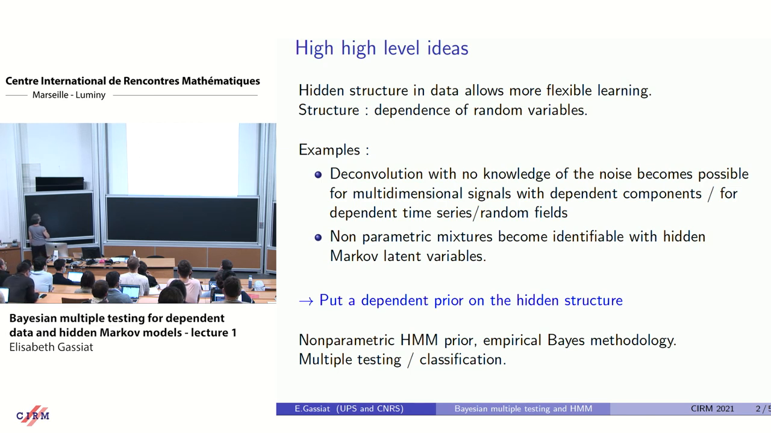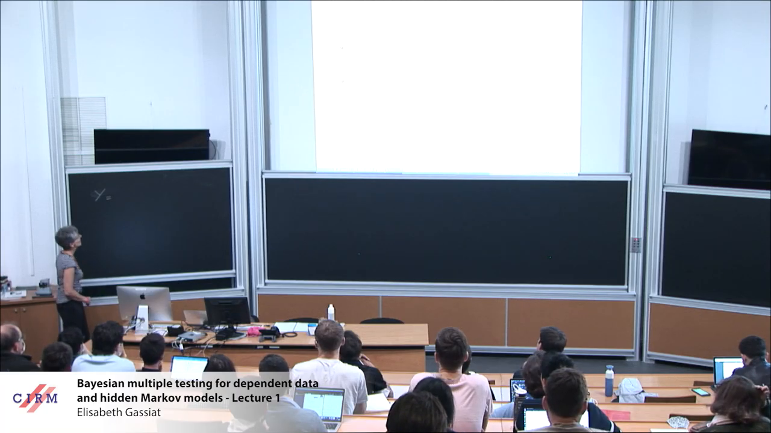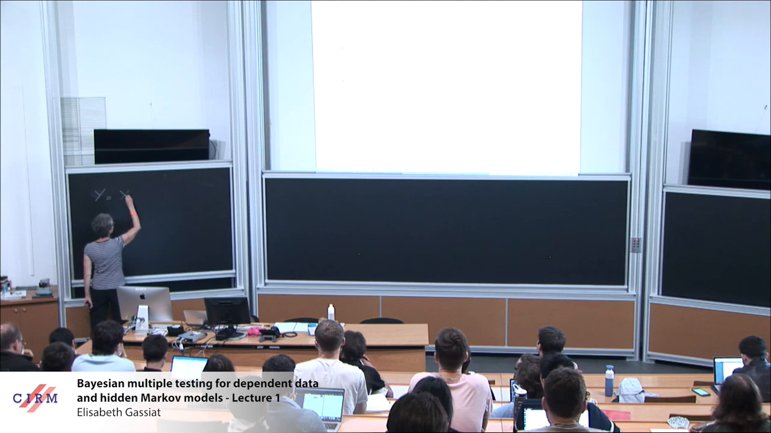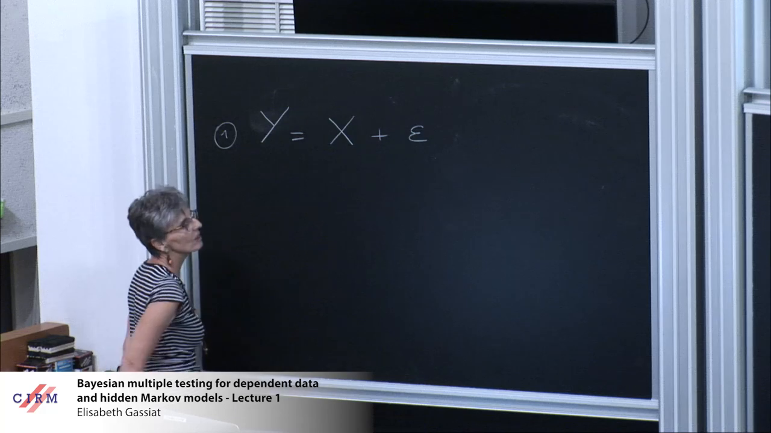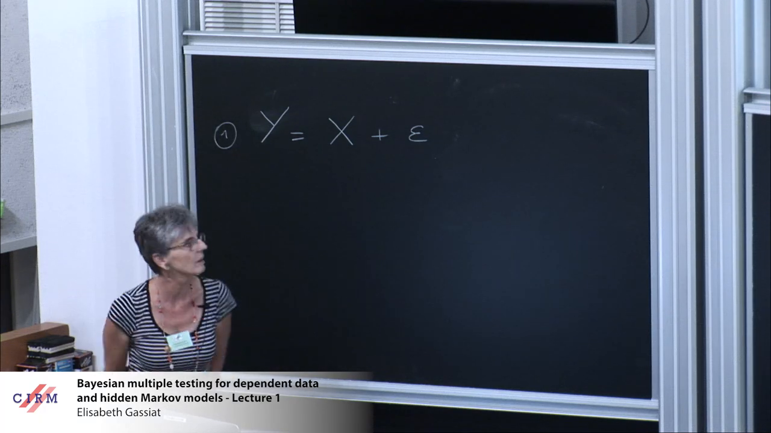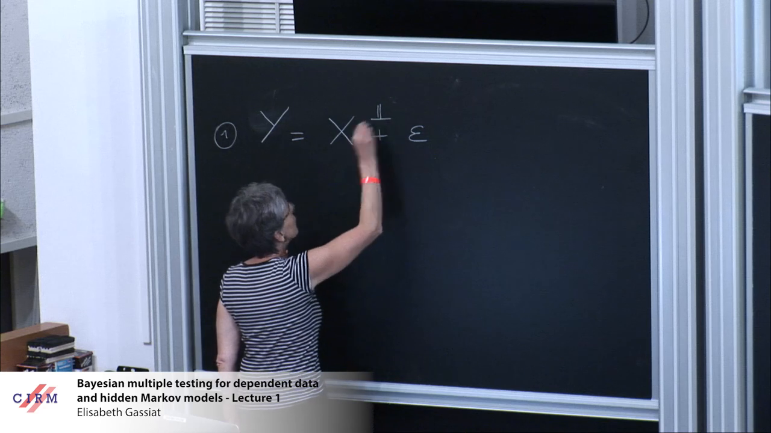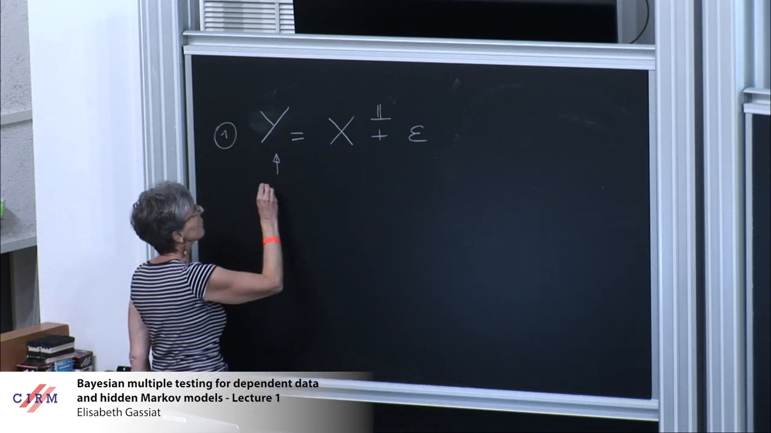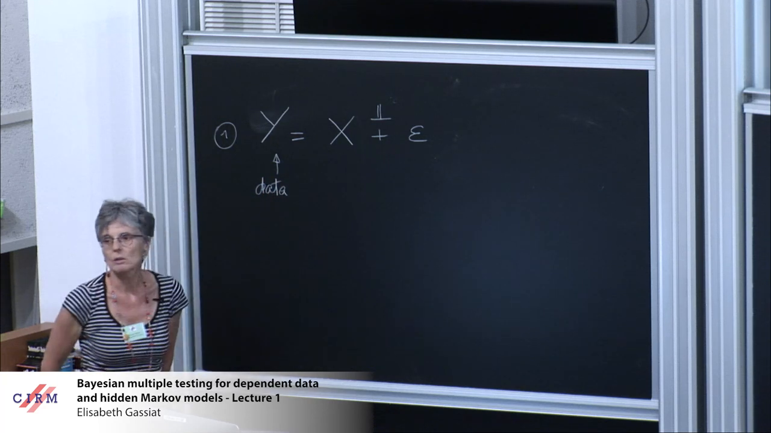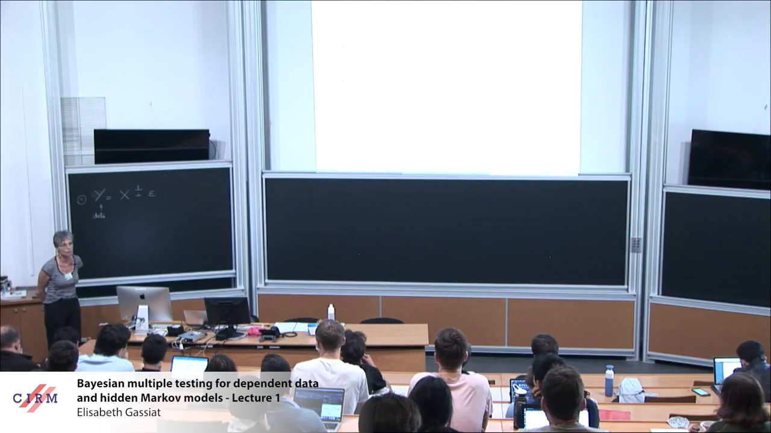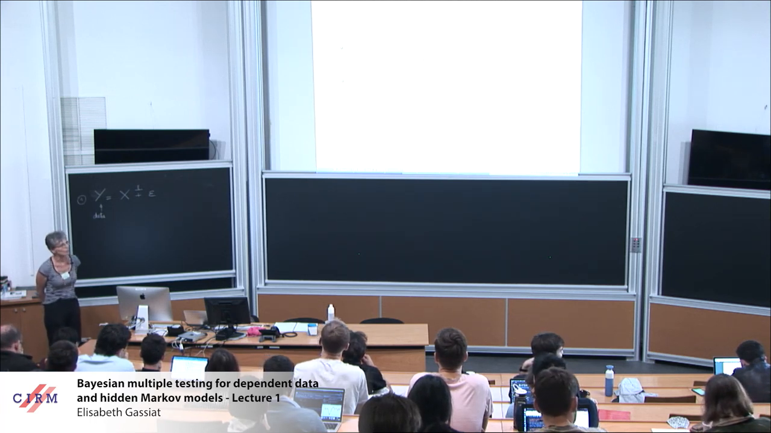The first one is about deconvolution. I will not talk about deconvolution today, but I'll just explain the idea. Deconvolution is the situation where the observation is the sum of a signal and a noise, where the signal and the noise are independent. And in general, in deconvolution, you assume that you know the noise, or you know the form of the noise, or you know a lot about the noise.